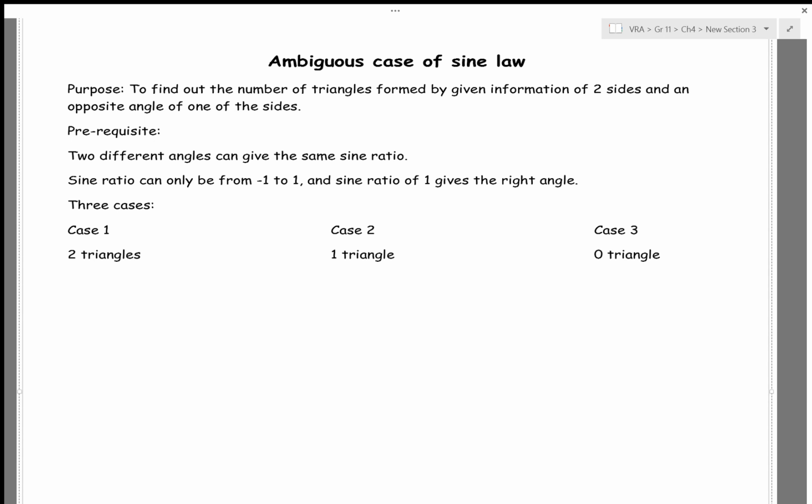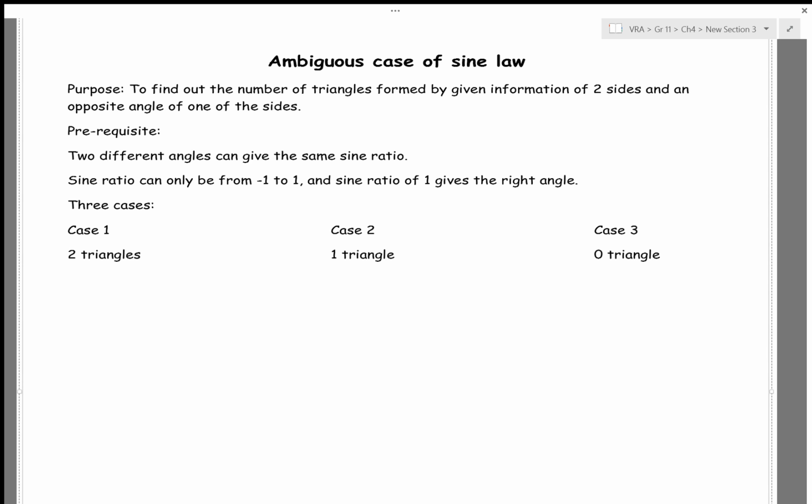Hi guys, so this is the ambiguous case of sine law. This is a little different from the regular sine law and the cosine law. This is actually, sorry, this is just an application of the sine law. It can be a little difficult, so pay attention to the video when you're watching this, okay?